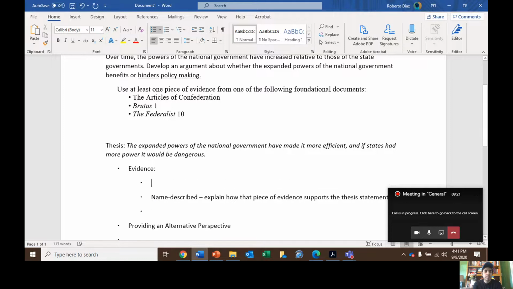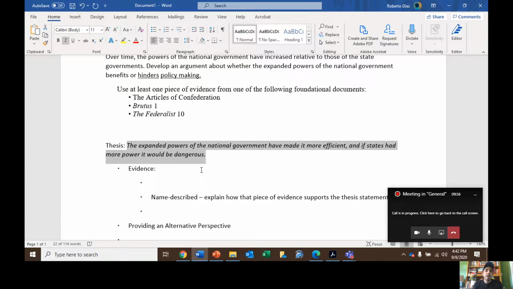So you're going to do that for 2 pieces of evidence. I'm going to show you what I would do. So the first thing I know that could support my thesis statement, and I would imagine a kid that wrote this thesis statement would be thinking about this idea that the national government having more powers makes government more effective and efficient. And if states had more power, it would be dangerous, right? So you can see that there's a sort of claim and there's a because. This is actually a weak thesis statement, but I included it because a student wrote it at one point for College Board. And so, okay, we'll take it.